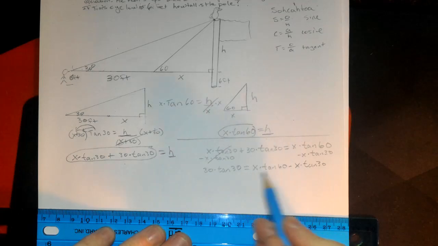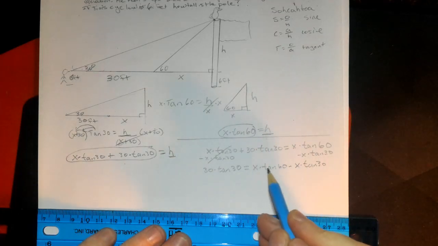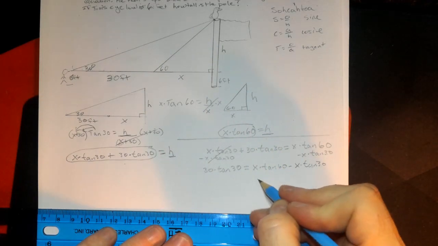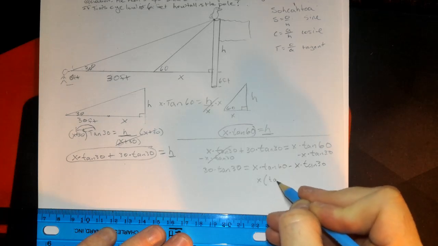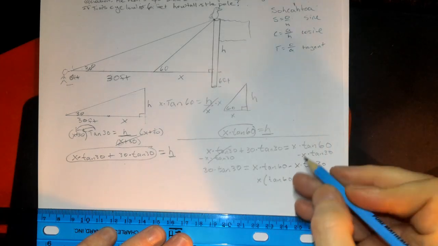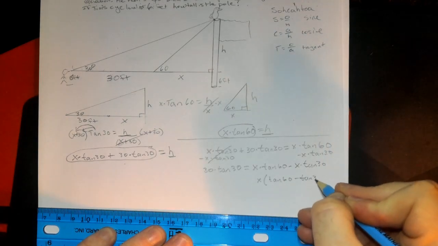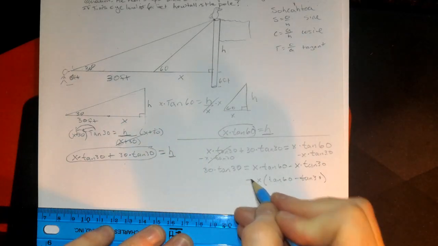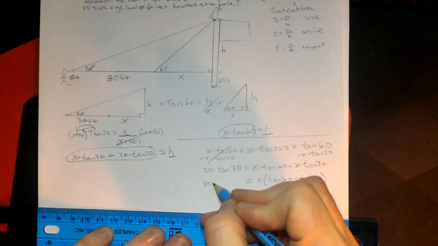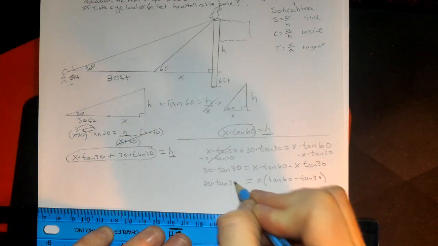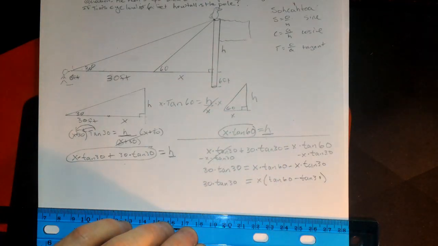But here's another algebraic process, right? X is in both of these, so I can factor out x, and I'm left with the tangent of 60 minus the tangent of 30. Notice I factor out common factors. Again, these are the big ideas that you come across throughout algebra, implemented into some geometric problems.